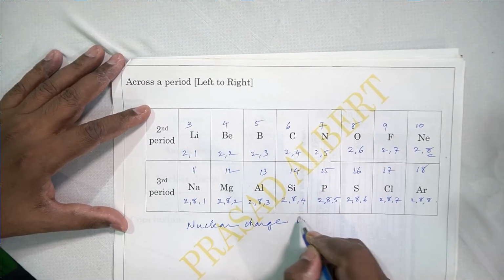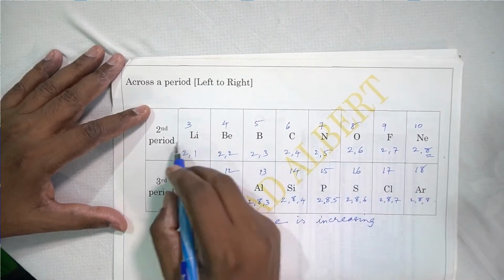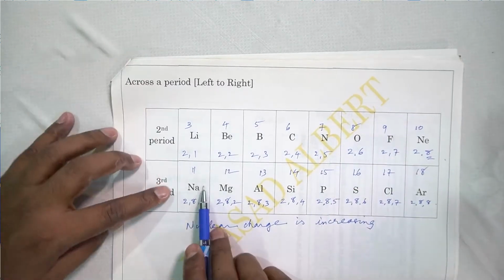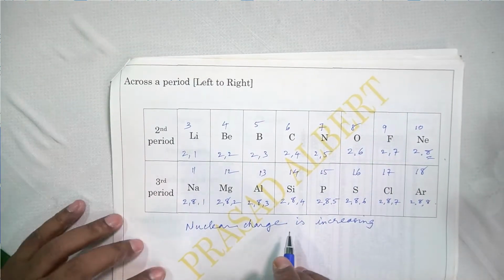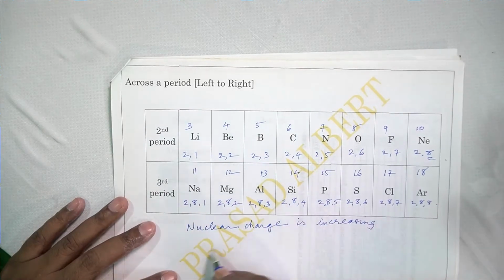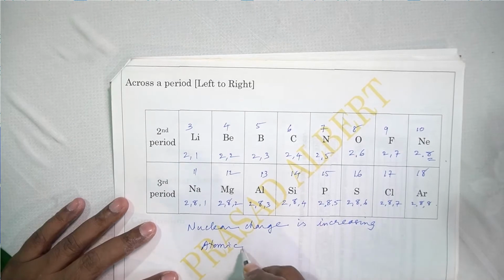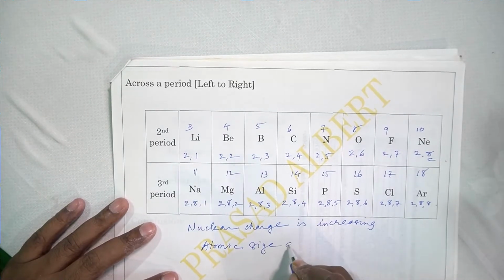Nuclear charge is increasing across a period. As you move from left to right, 3, 4, 5, 6, increase. Here from 11 it goes on up to 18. Same way, what is happening to the atomic size? Atomic size decreases across a period. We have already seen this in the previous video. Atomic size decreases across.